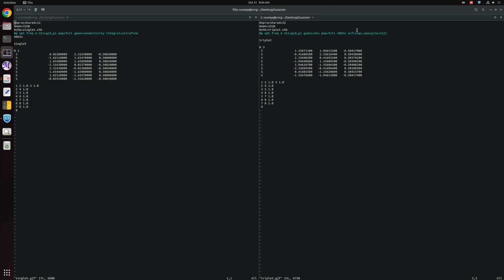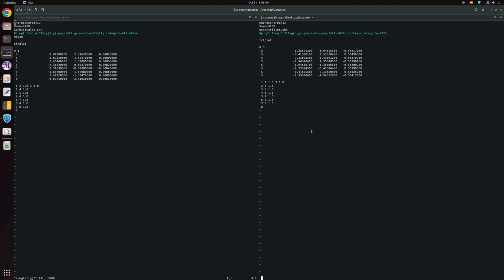To minimize those issues, or to prevent those Gaussian errors, we can use this particular input, SCF=XQC, and the maximum cycle you can write as 512 or any number you want. Otherwise, before converging, it might give some error, so that's why we have taken this.